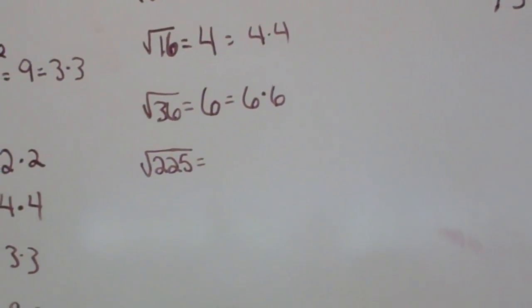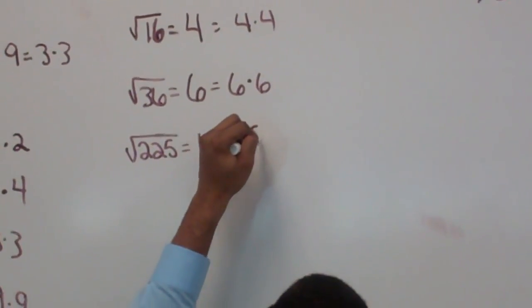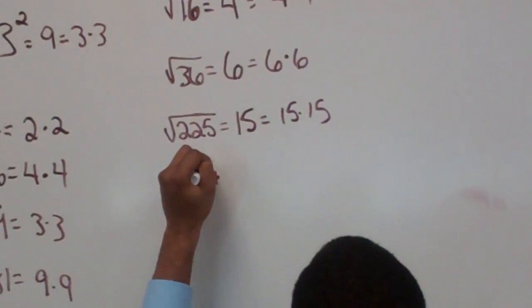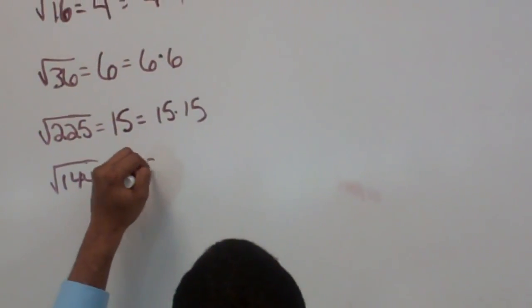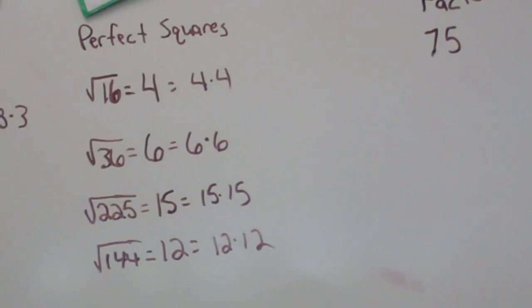15. What would this one be? 12. 12 times 12. All right. Perfect square seems simple? Yes.